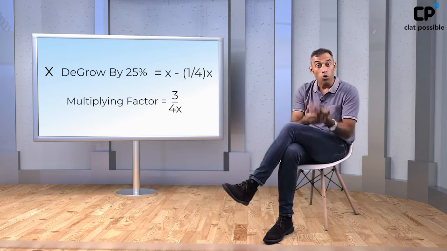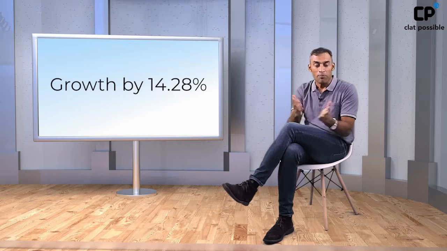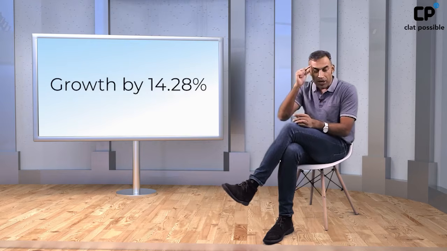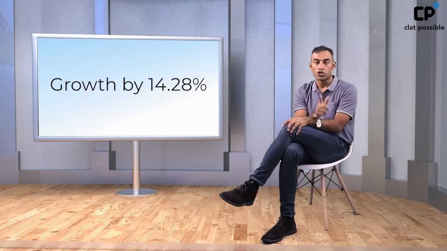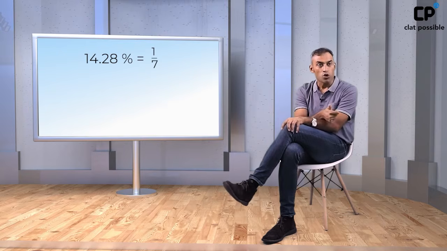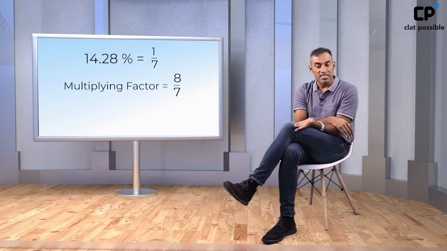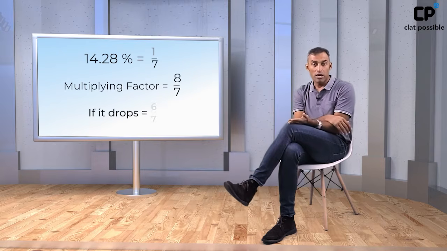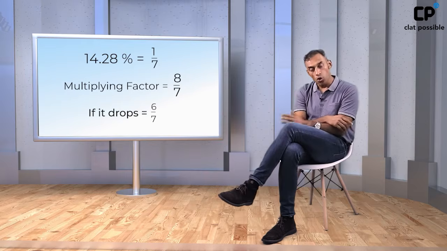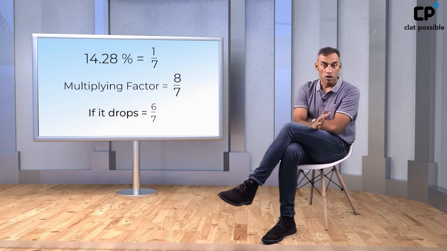Similarly, if something grows by, let's say, 14.28%, I should be quickly able to convert that into a ratio. I should know that 14.28% is a 1/7, and when something grows by a 1/7, my multiplying factor becomes 8/7. If it drops, it becomes 6/7. So my advice to you is, become very, very comfortable with the ratios, at least till 1/25.